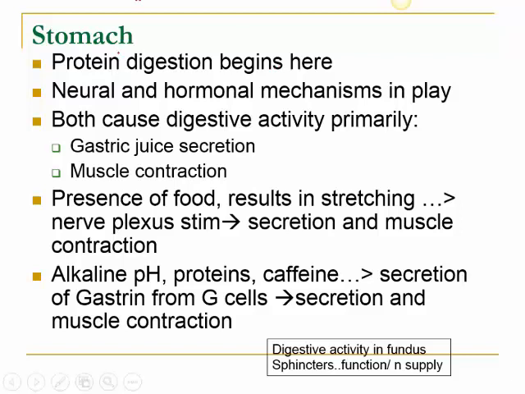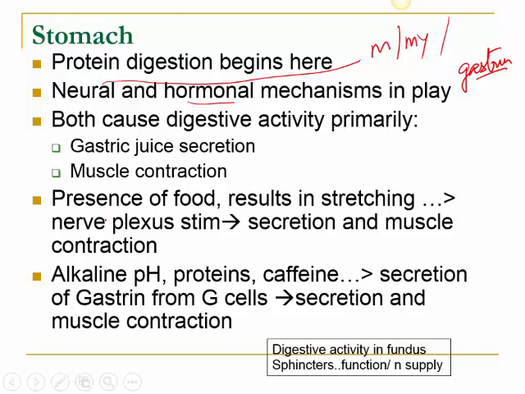Plus, protein digestion begins here. So we had carbohydrate digestion beginning in the mouth, and protein digestion begins here. And as always, neural and hormonal mechanisms will come into play. The neural mechanisms will be those plexuses, the Meissner's and myenteric plexus, and even stimuli which will come from the central nervous system. Hormonal, there is a hormone called gastrin, which we will look at, that comes into play. Both cause digestive activity, which, remember, was secretion and muscle contraction. The secretion which occurs from the stomach is gastric juice, and we will see what all the contents of gastric juice are, okay?